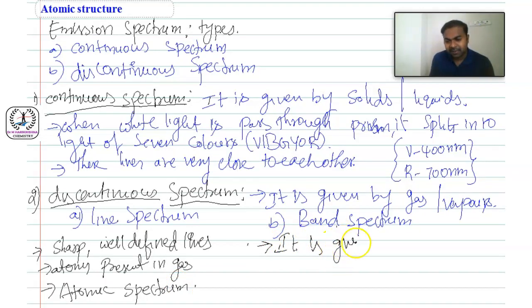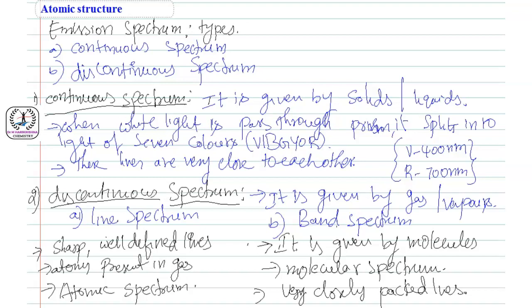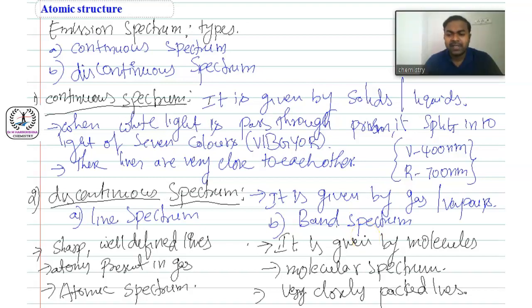Band spectrum is given by molecules. So students, discontinuous spectrum is given by gas or vapors, and it is divided into two types, line spectrum and band spectrum. In line spectrum, lines are well defined and very sharp, given by atoms present in a gas or vapors, hence it is called atomic spectrum. Band spectrum is normally given by molecules, hence it is called molecular spectrum. The lines are very close to each other, just like a band. Band means very close packed lines.